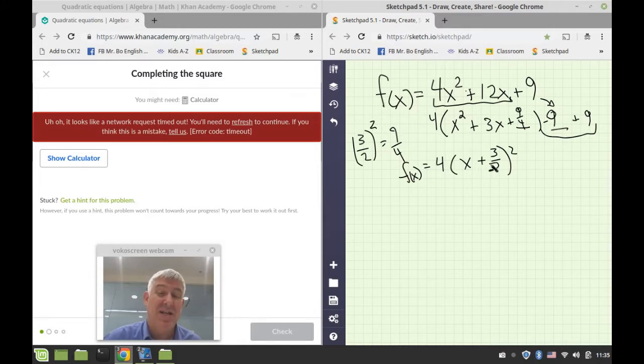And this looks like our vertex form. So I know my vertex for this parabola, if I wanted to graph it, is at 3/2, and plus a 0 over here, and it's 4, it opens up, and it's really narrow, so it's going to look something like that.